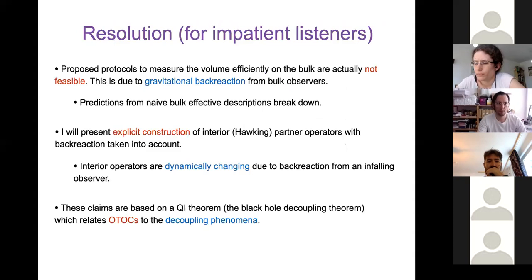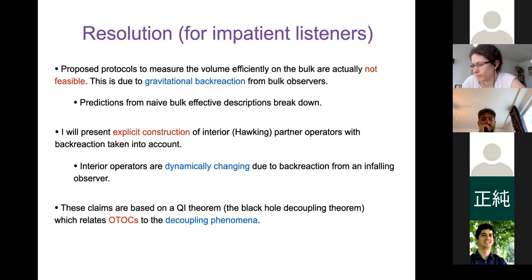So I would like to just summarize my resolution first. I will claim that proposed protocols to measure the volume efficiently in the bulk are actually not feasible, due to gravitational back reaction from bulk observers. So I will simply argue that predictions or protocols based on naive bulk descriptions just simply break down. But in order to argue this point as concretely as possible, I will present the explicit construction of the interior partner operator, or Hawking partner operator, with back reaction properly taken into account. And by doing this, I will show that interior operators are dynamically changing due to back reaction from an infalling observer.